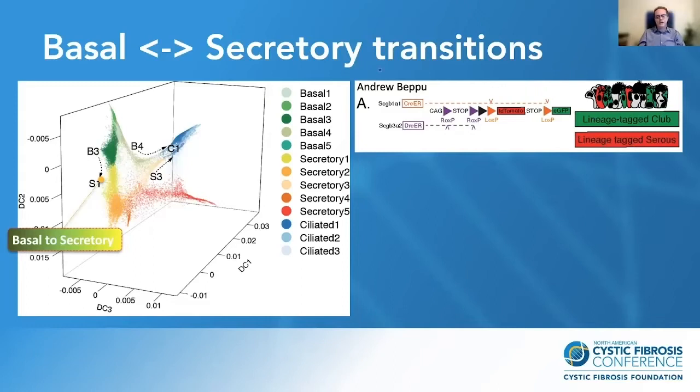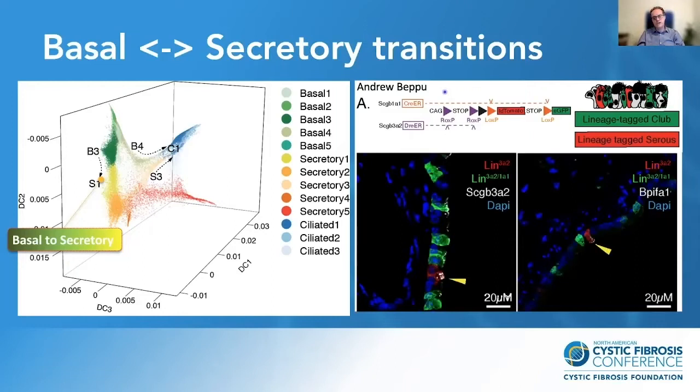Andrew Beppo in the lab is specifically using this tool to analyze transitions between subset of basal cell and subset of secretory cell in the context of lung injury in the mouse. And is using this model in the context of H1N1 virus infection. Here is an example, proof of concept that the model works. You can see how you can nicely label different subset of basal cell, or secretory cell, in green and red.